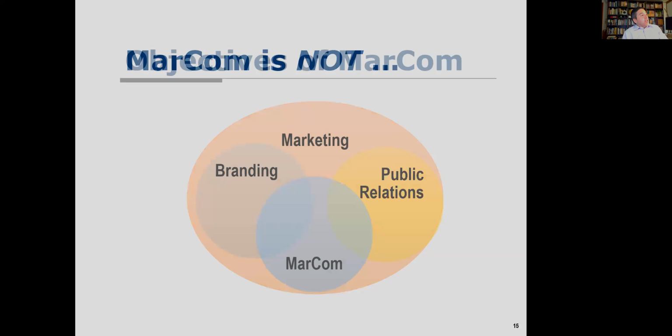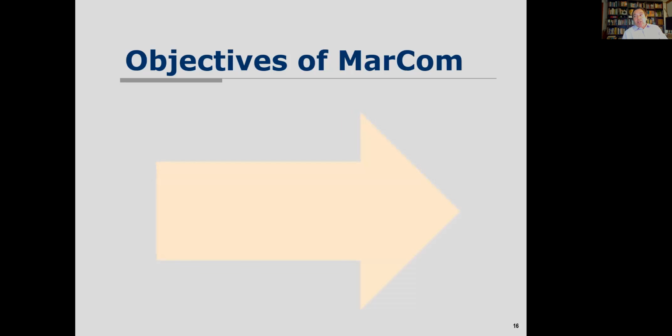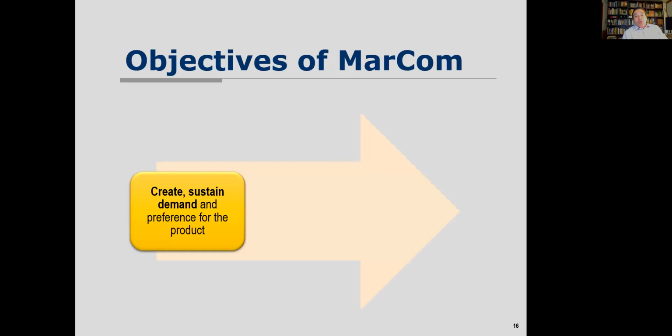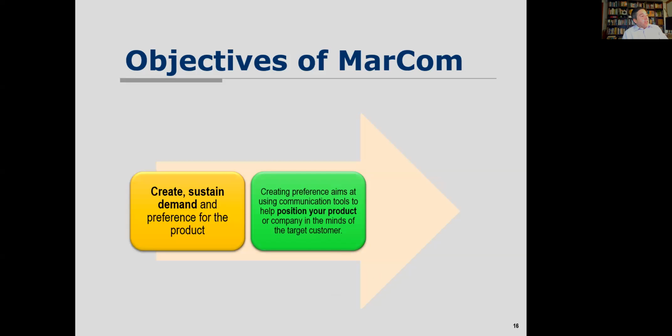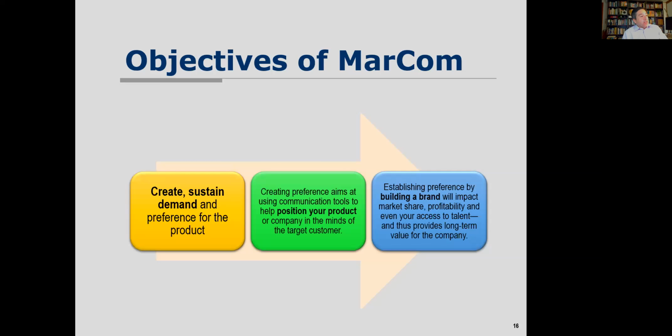So what are the objectives of marketing communications? So you want to create sustained demand and preference for the product. You want to position your product, and you want to establish the presence preference by building a brand that will impact the market share, profitability, and other things such as access to talent, providing long-term value for the company. So those are the three objectives of marketing communications: create sustained demand, position the product, and build the brand.